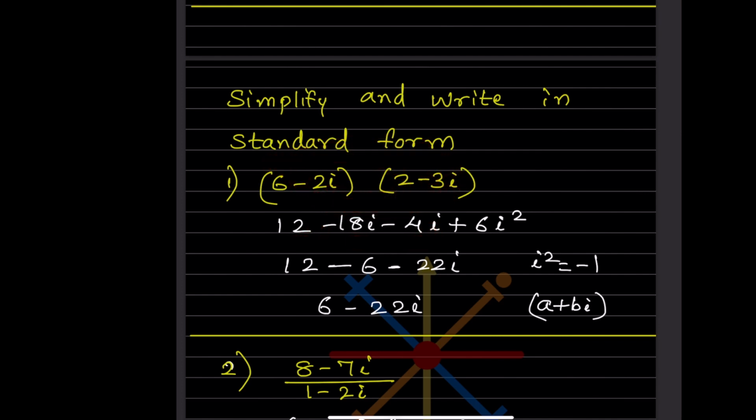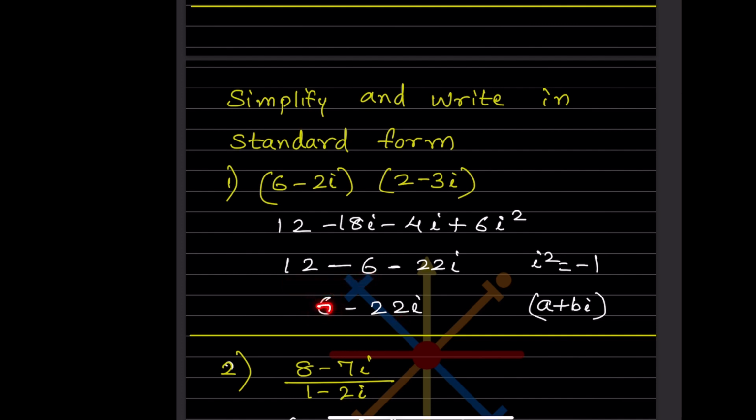So now what are we going to do? There is a rule that whenever there is i square, the value is minus 1. So 12 will be written as it is. This i square means 6 into minus 1, that is going to be minus 6. So that i square is gone. And when you add the i terms together, that is going to be minus 22i. So now 12 minus 6 is 6, minus 22i.